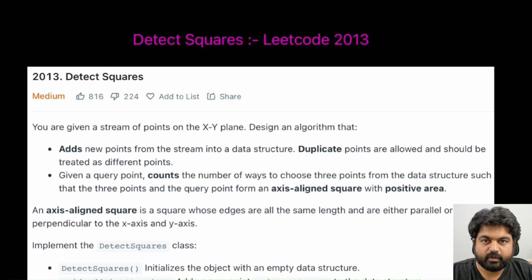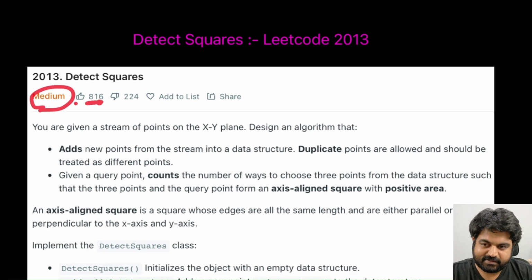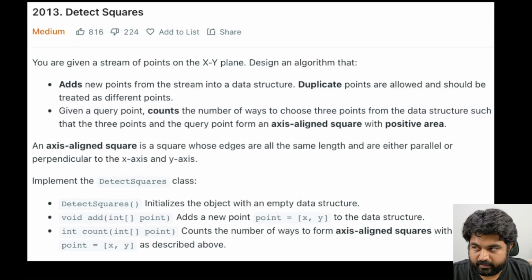So now we are going to do an awesome LeetCode problem called Detect Squares. We can see that this one is a LeetCode medium problem, and also not a very well-liked problem because it's quite complicated to understand, but I really found this problem quite fascinating. So let's try to work on this.